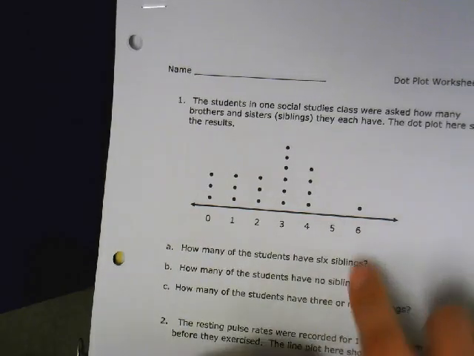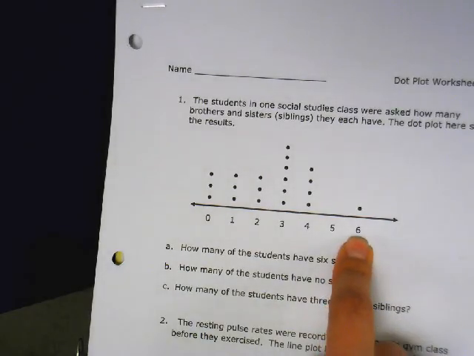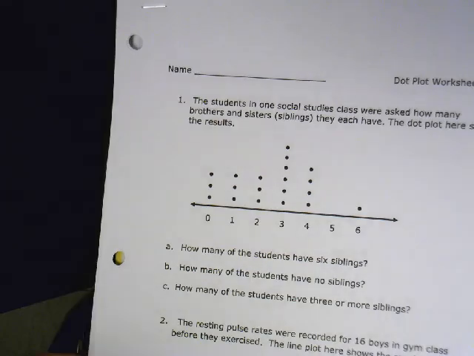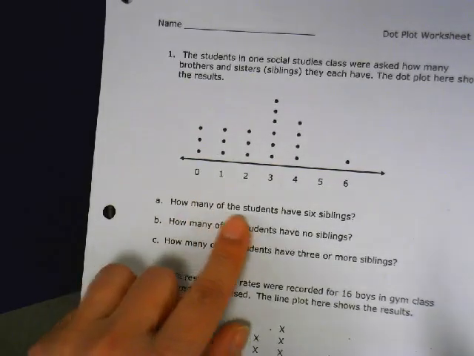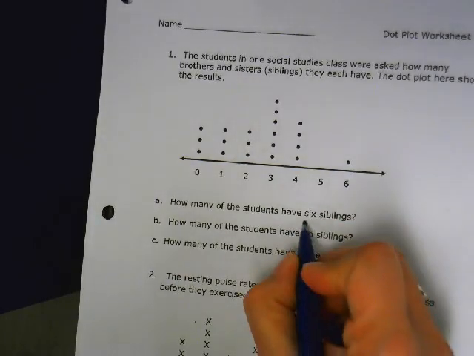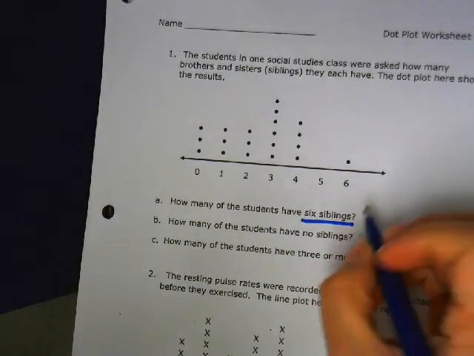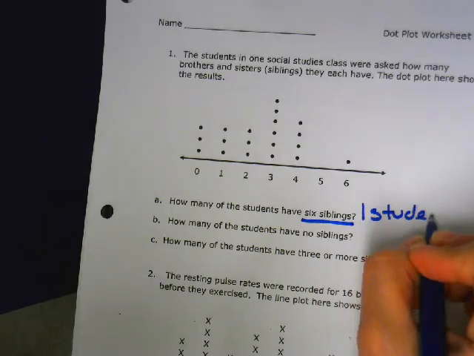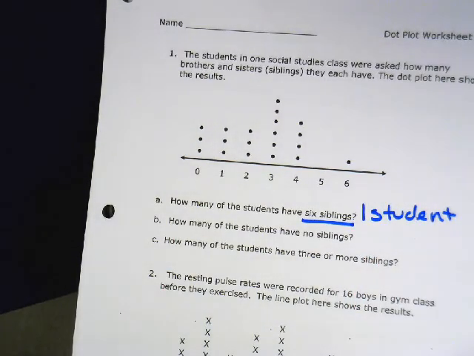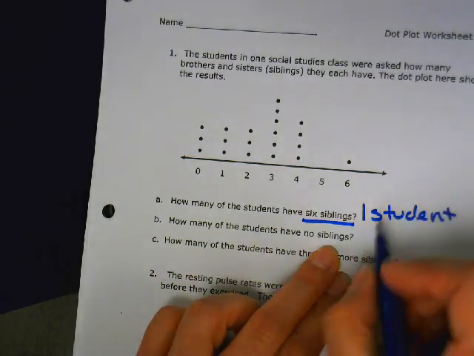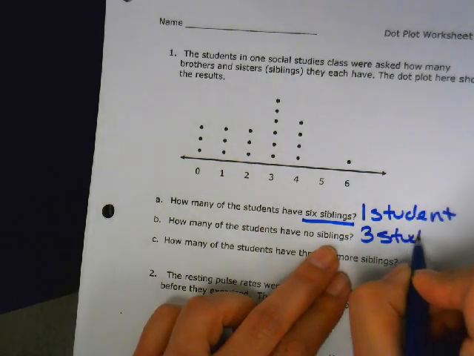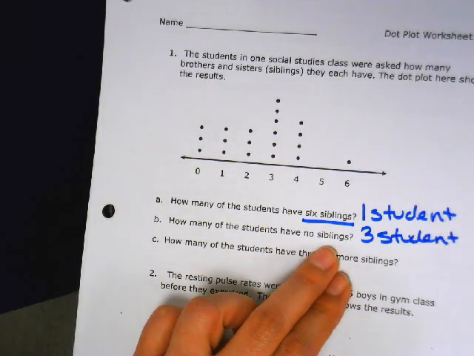Now, what about 6 siblings? How many people had 6 siblings? 1. One dot, one person. Very good. Let's guide you through this. How many of the students have 6 siblings? 1 student. How many of the students have no siblings? 3. Good. Each dot is a person.